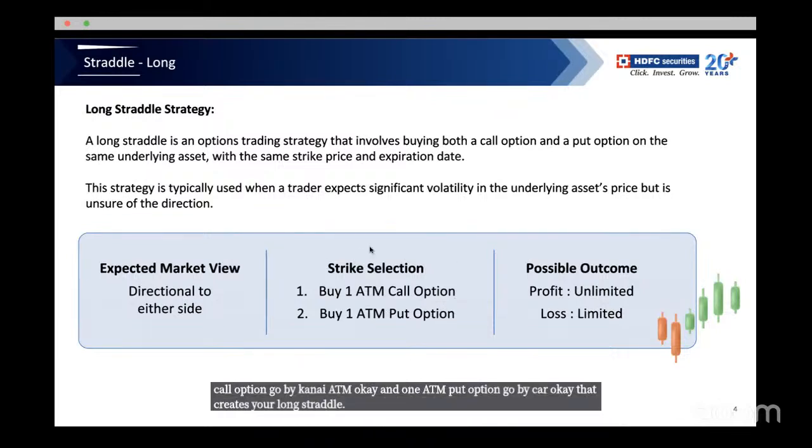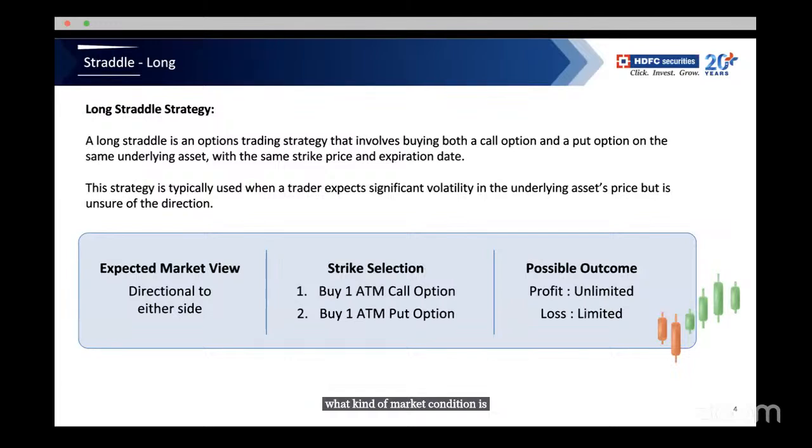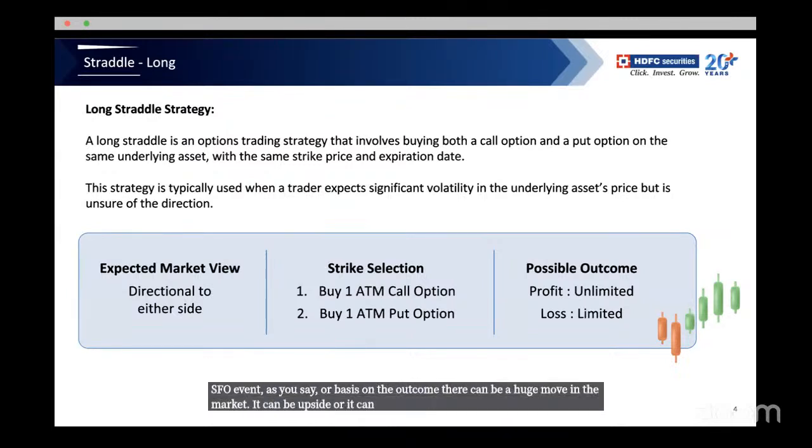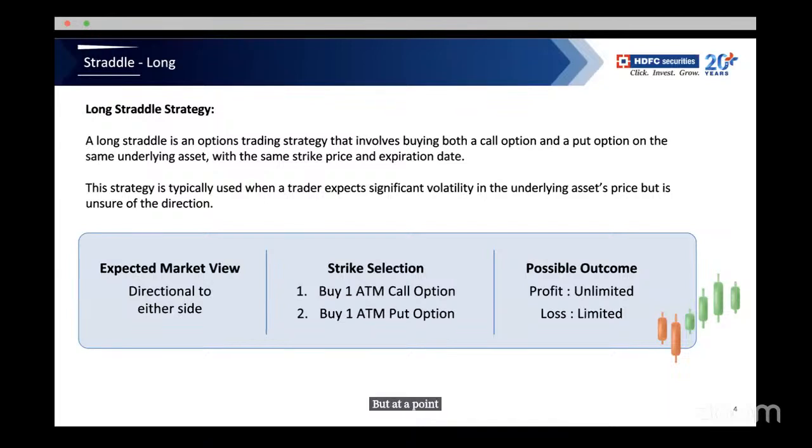All right, now when do we have to create a long straddle? What kind of market condition is appropriate for a long straddle? Whenever you expect a significant trending move on either side. Okay, it can be during any event or any news. All right, there is some event from which some outcome is going to come, and based on the outcome there can be a huge move in the market. It can be upside or it can be downside, but at a point before that outcome comes out, you do not know which side the move will be. Okay, so that's when the long straddle comes into the picture.